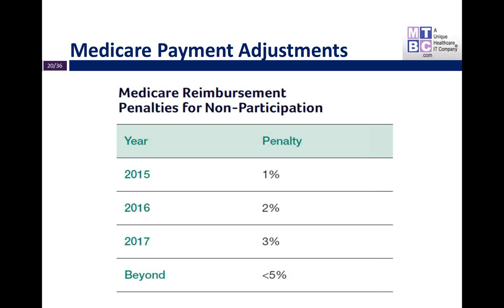If they fail to do so, Medicare will start penalizing them in 2015, and it will be 1% in 2015, 2% in 2016, 3% in 2017, and after 2017, the penalty will be 5% of the total allowed Medicare charges. So it is extremely important to start participating in the meaningful use incentive program before it's too late to avoid the penalty or to earn the incentive, of course.